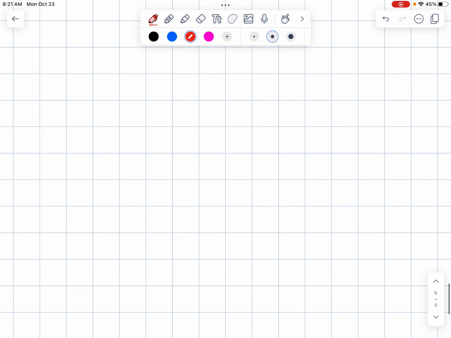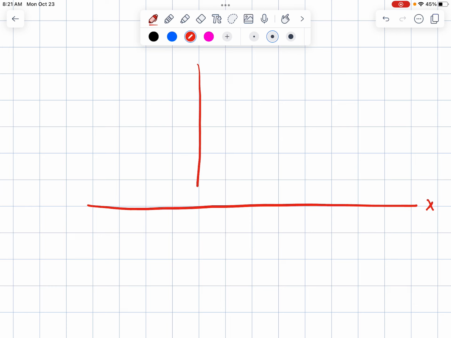Next thing we're going to talk about here is equations of a line. So here, let me draw out this line. Here is the x-axis. Here is the y-axis. And let's draw this line. Let's draw it like this.